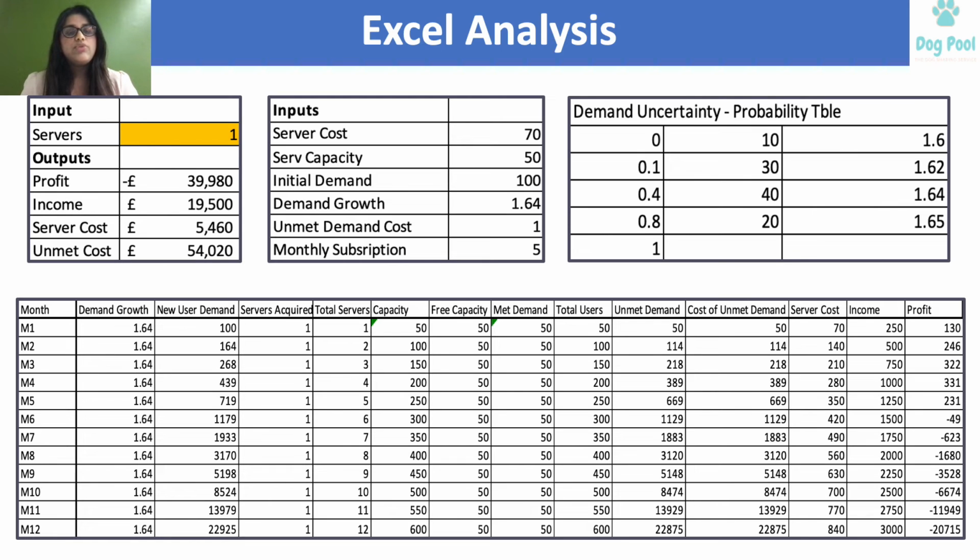So as you can see, right now we've set it to 1 server, so the increment of 1 server each month, and how that would affect profit and how that would affect the revenue of Dogpool and how that would affect the operations. And as you can see, we've got the tables here which are showing the demand uncertainty and how that would change, and how the various users would increase over the months, and how you would have to take in a negative profit as well at a certain point.